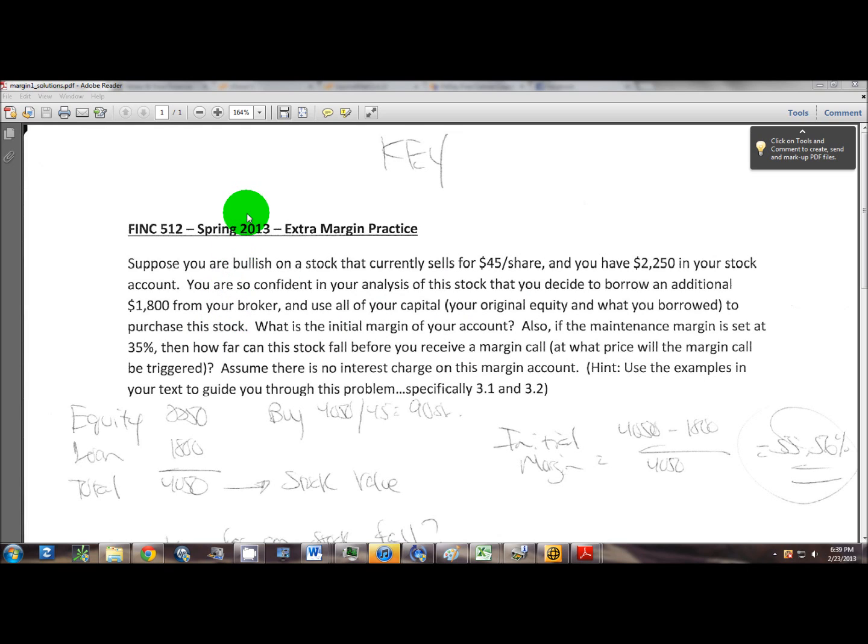This first problem on the extra margin practice: you're bullish on a stock. The current stock price is $45 a share. You have $2,250 in your stock account, so that's literally cash that you have in your account. You're going to borrow another $1,800 from your broker, and then you're going to use all of that to buy some stock. The first question is, what is the initial margin of this account? The second question is, if the maintenance margin is 35%, how far can this stock fall before you receive a margin call? Okay, so let's scroll down.